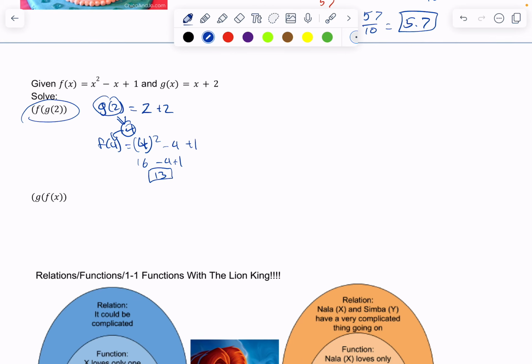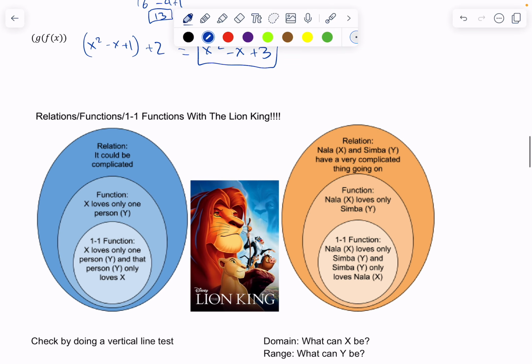And last but not least, we have g of f of x. So let's basically take everything f of x, x squared minus x plus 1, plus 2. I can simplify that to some degree. x squared minus x plus 3. Done. Not too exciting. Okay.